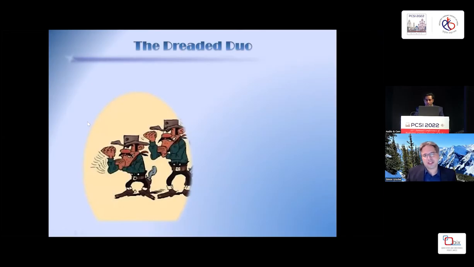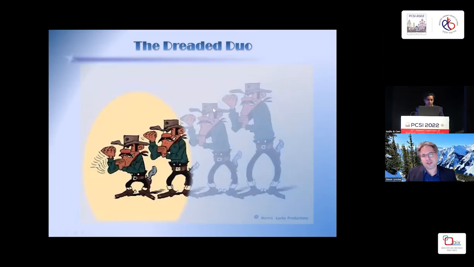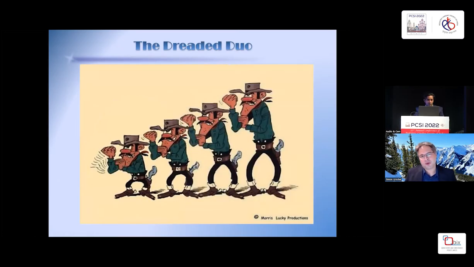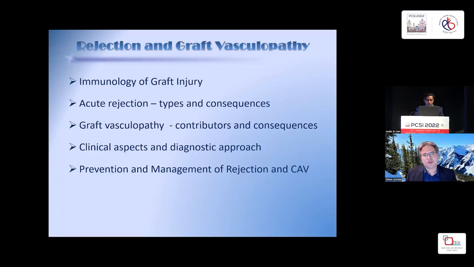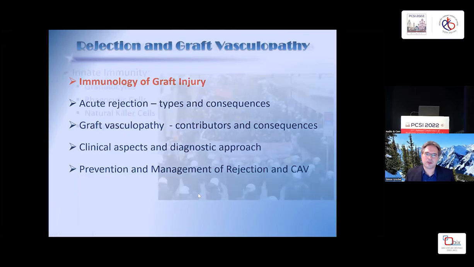And if you look at it, yes, it is a mean duo, but reality is it mostly comes with more of its kind and their mean brothers, infection and non-adherence. So what I would like to talk to you about is immunology of graft injury, just very briefly to give you some insight into how they play together; acute rejection, types and consequences; graft vasculopathy, where it comes from and what it causes; clinical aspects and diagnostic approaches of the two; and then prevention and management of rejection and graft vasculopathy. So let's start with the immunology.